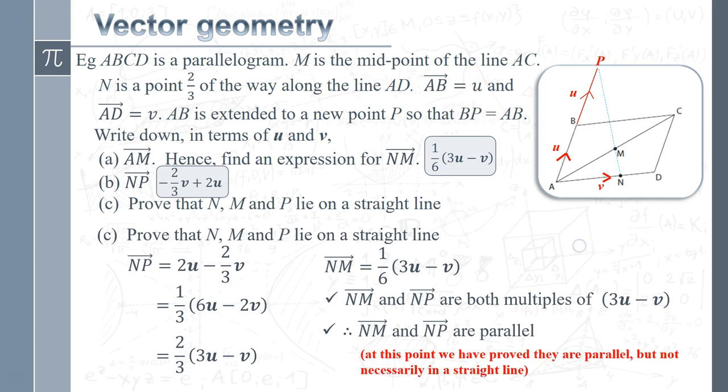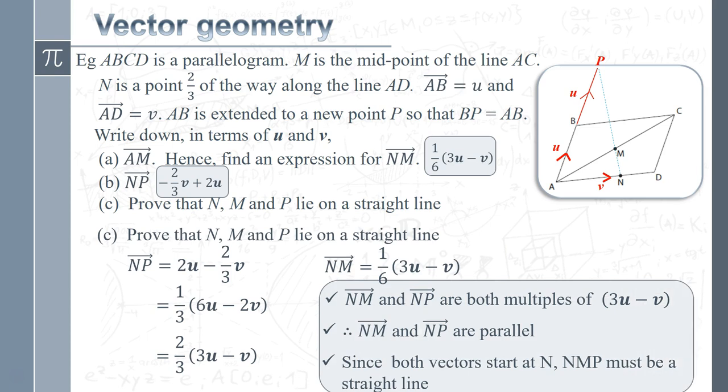Now, that on its own isn't quite enough to say that they're a straight line, because we've proved that we've got two vectors that are parallel, but we know parallel vectors can be anywhere. They don't have to be in a straight line. So what we're going to do is add an extra little statement: why are these two in a straight line? It's blatantly obvious that they are. The statement that we're going to add is quite simply that since both vectors start at N, NMP must be a straight line. So the two bits put together, being parallel and both starting in the same place, means that NMP is in fact a straight line.